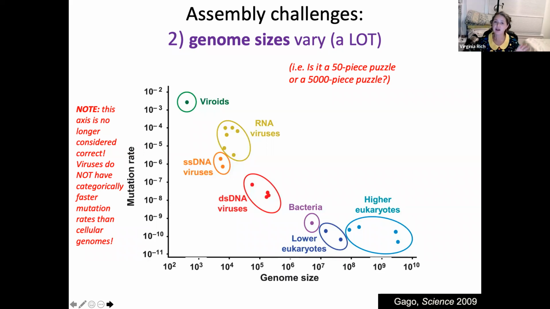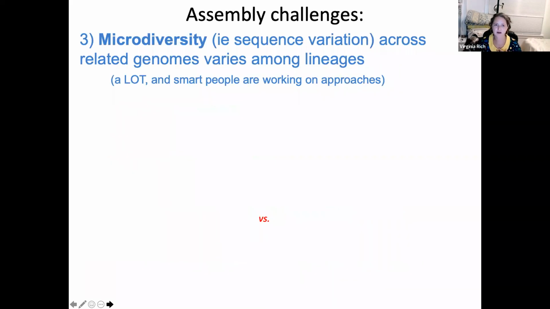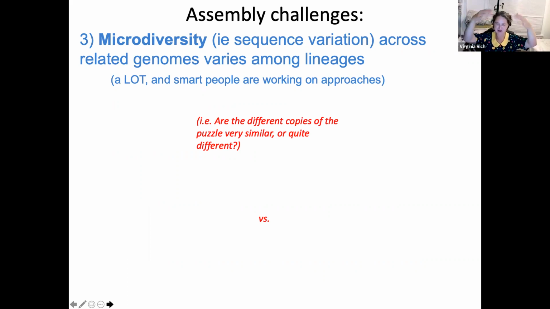Okay, so if you're trying to assemble all these different things together, and some puzzles are little teeny tiny and some puzzles are really big, that challenges your ability to compare among the different puzzles in a consistent way. The other thing is microdiversity across related genomes varies among lineages a lot, and smart people are working on solutions to this, okay? So a way to think about this with our puzzle analogy is, are the different copies of the puzzle, remember we said this is a big mixture, a big bag with lots and lots of puzzles in it.